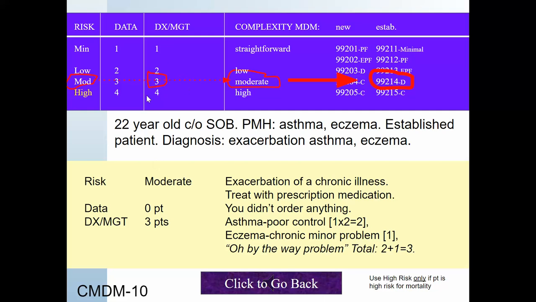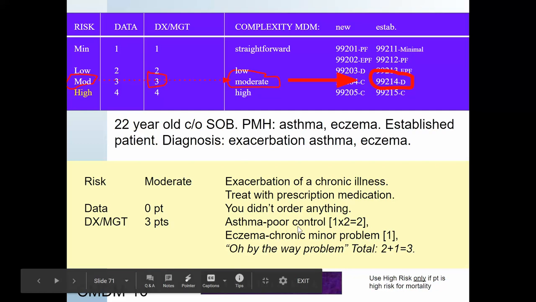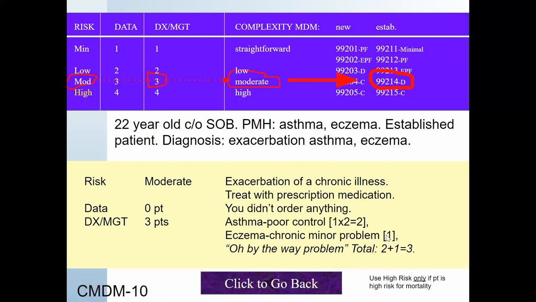Now, let's look at the diagnostic management decision-making. The asthma is a chronic problem that is currently poorly controlled. So we get 2 points for that. And the eczema is a chronic minor problem. That is just a minor problem doing okay. It might be seen by some doctors as an oh, by the way problem. You'd get a point for that, like a minor problem. Maybe if you're a dermatologist, you'd say, no way, that's not a minor problem. That's a chronic problem. Depends on the specialist and your point of view in the practice.